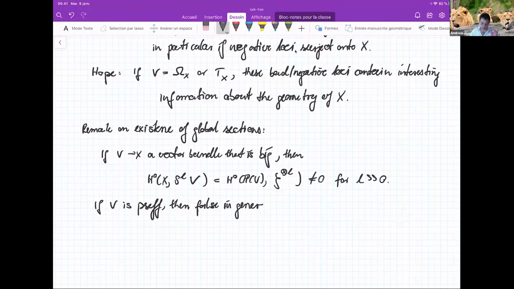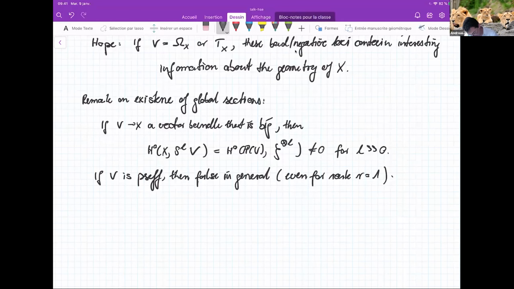Okay, so in general, pseudo-effective does not mean that you're effective even if you go to some multiple. What you do know is the following. So pseudo-effective vector bundles. If you want to write down what this property of being pseudo-effective means in terms of global sections, you have the following lemma, which first appeared in a paper of Demailly some time ago.